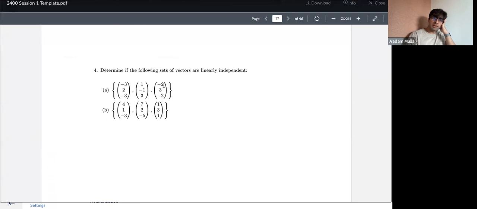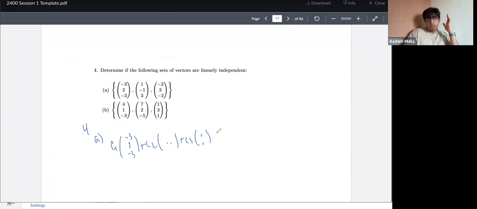This one, determine if the sets of vectors are linearly independent. Same idea, like for 4a. You're going to say C1 times the first vector, plus C2 times the other one, plus C3 times the other one, equals 0. Then you see if this has any solutions other than C1 equals C2 equals C3 equals 0. That's why it's very important to know how to row reduce, to quickly and efficiently solve these systems, because they're going to pop up everywhere.